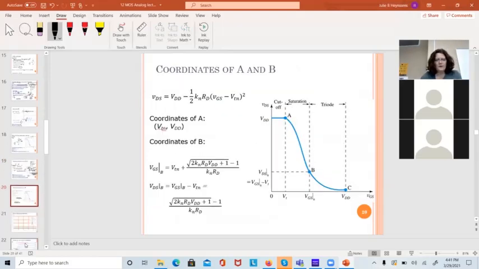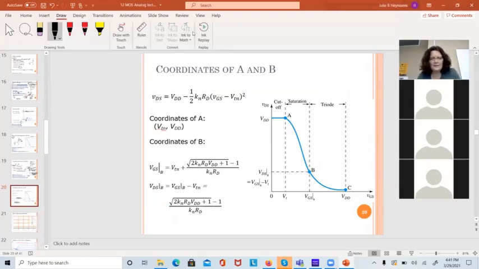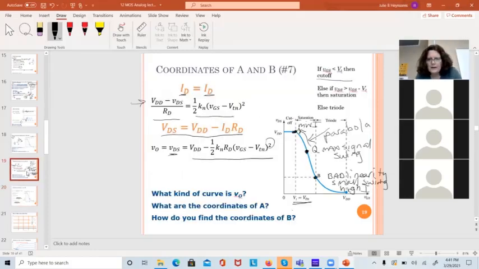But if you did want to find the coordinates of B, they are on the next slide. Sorry, can I ask you a quick question? Yes, go ahead. On that last slide, would you say point A is the minimum current, right? Okay, all right, thanks.